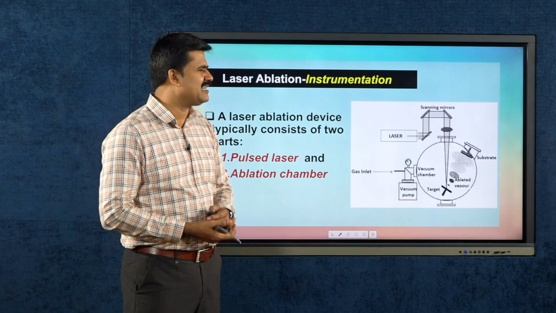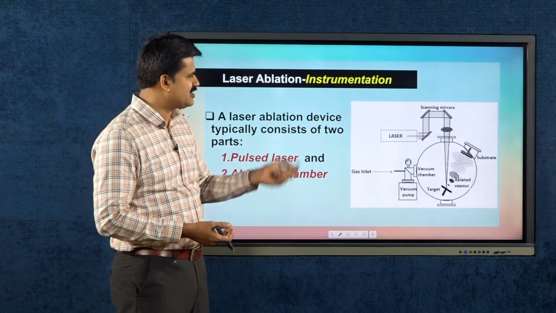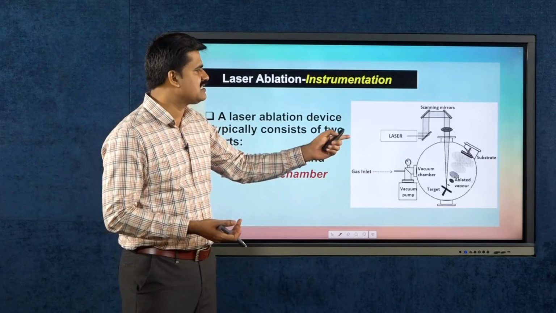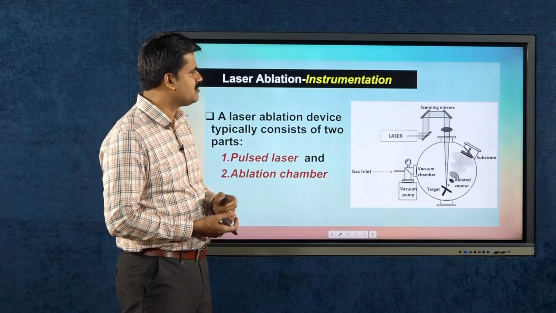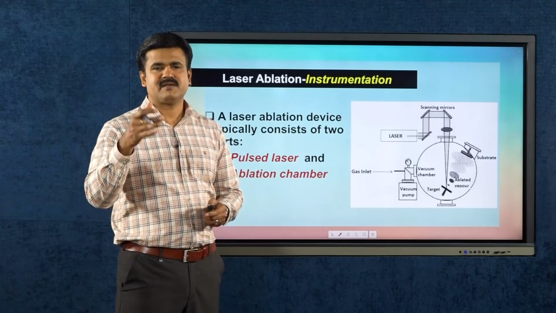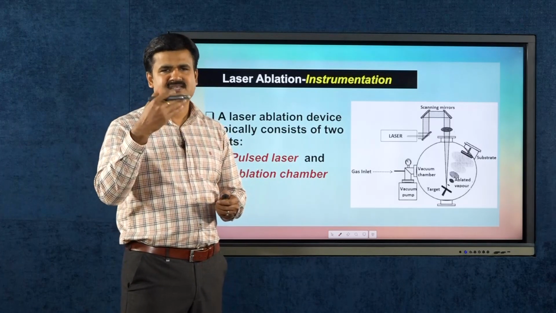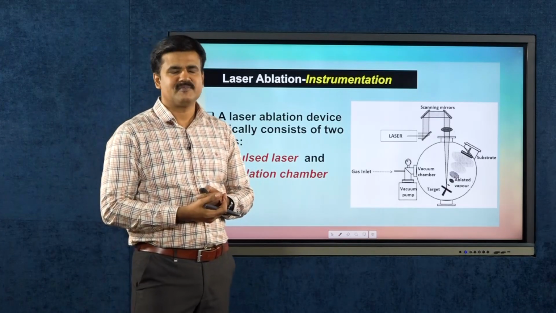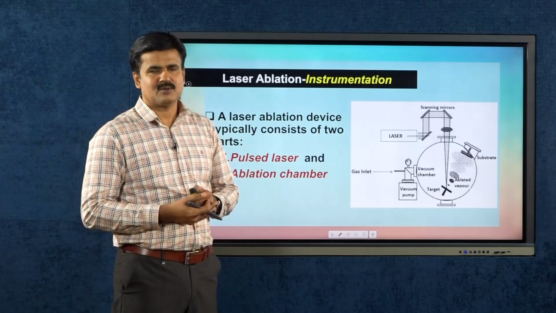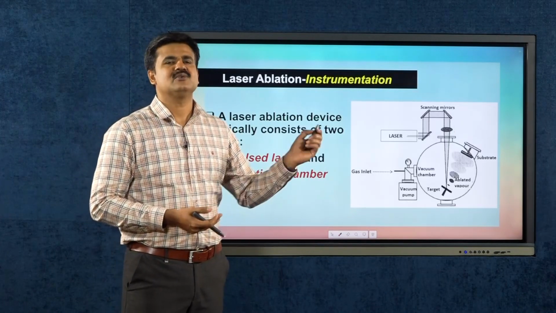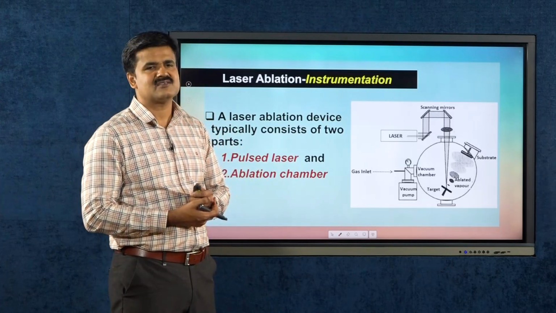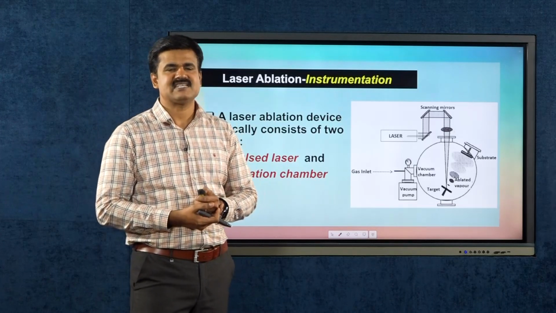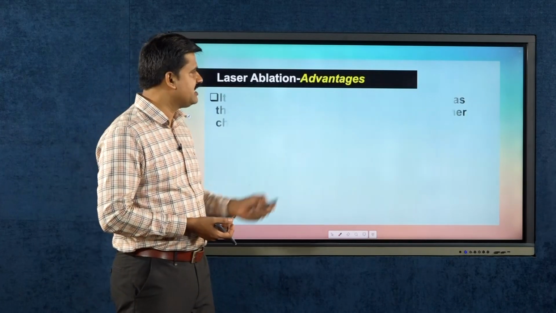This is a simple pictorial illustration of the laser ablation procedure. Not much detail is required as far as your syllabus is concerned. This is for simple illustration. Here you can see a laser beam, and that laser beam targets a material. Some vaporization occurs. Vapors are subjected to condensation. Condensation leads to the formation of nanoparticles or nano clusters. So laser ablation is a very important technique used for the preparation of highly precise nanoparticles with uniform morphology, size, etc. There are many advantages of this method.